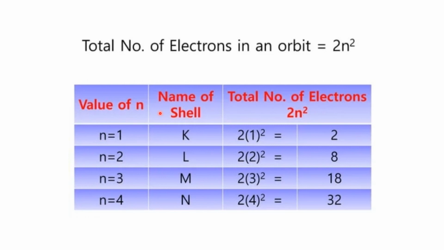So if we want to calculate the total number of electrons in an orbit, we have a formula of 2n². If the value of the principal quantum number is 1, the shell would be K and the total number of electrons would be 2. In shell number 2, the number of electrons would be 8. In 3, it would be 18. And in the fourth shell, that is N, the total number of electrons would be 32.